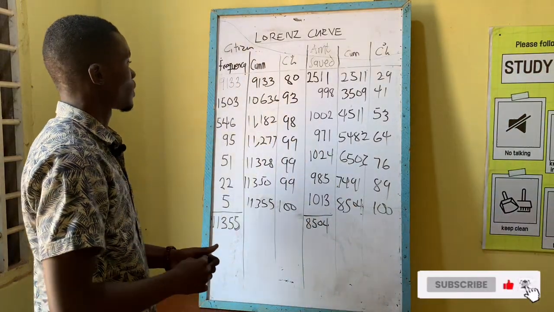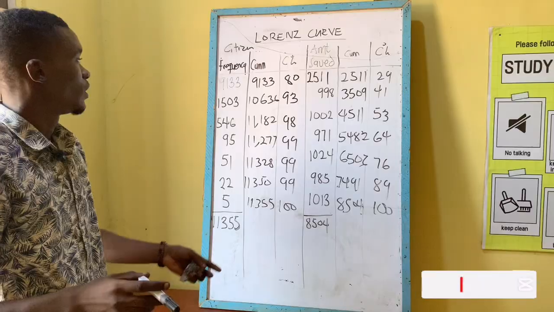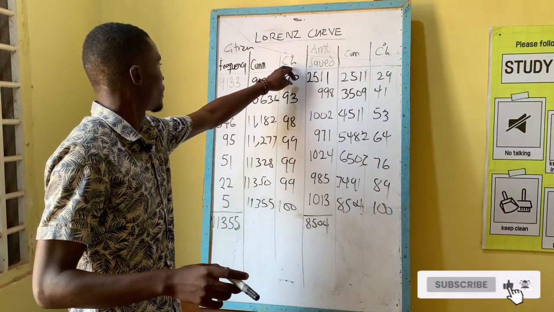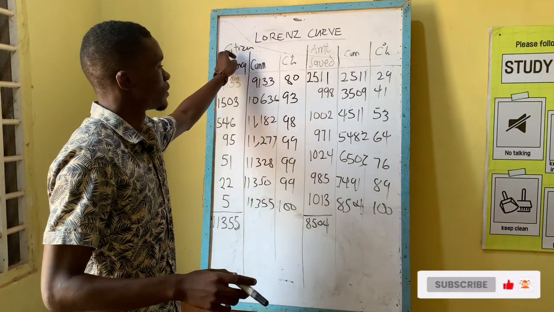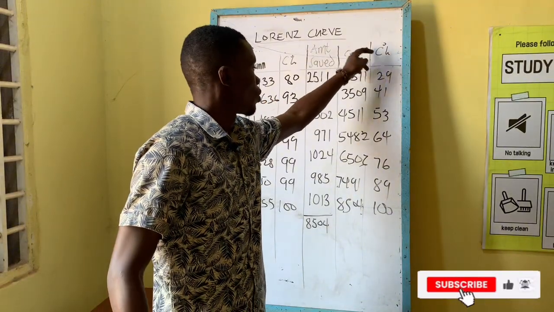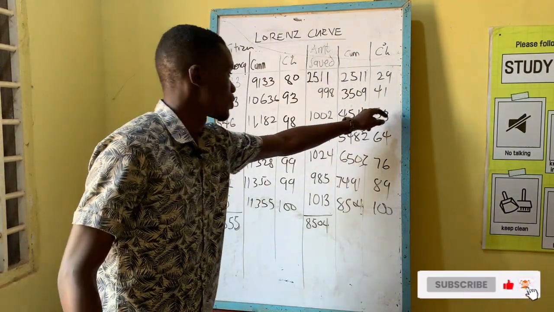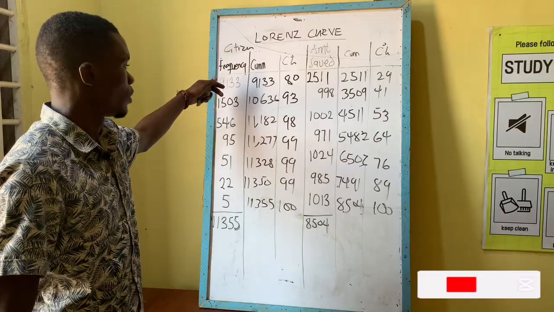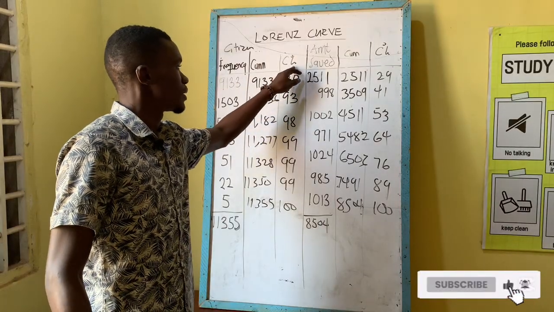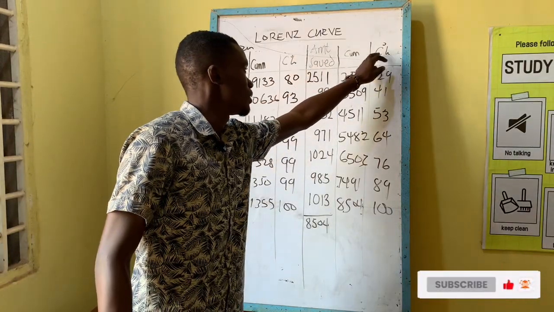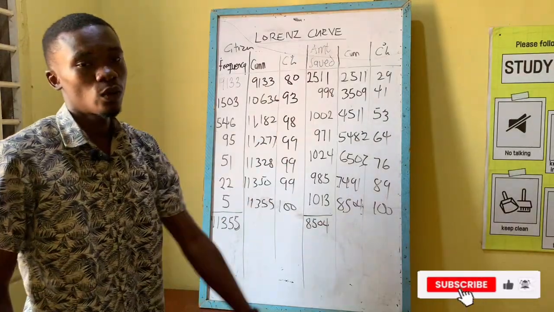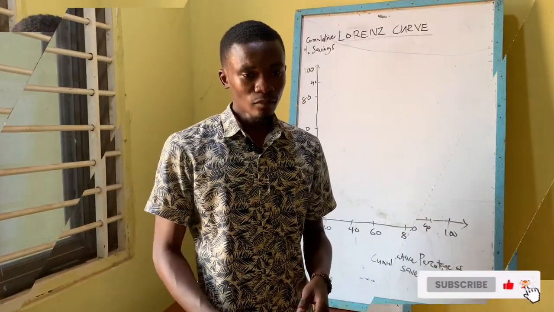So the most important factors here that we have to take note of are the cumulative percentage of the citizens and the cumulative percentage of the amount. These two are what we are going to construct on the Lorenz curve. And here is in percentages, here too is in percentages. So now let's look at how we are going to construct our Lorenz curve.